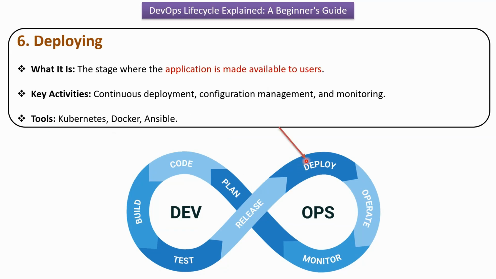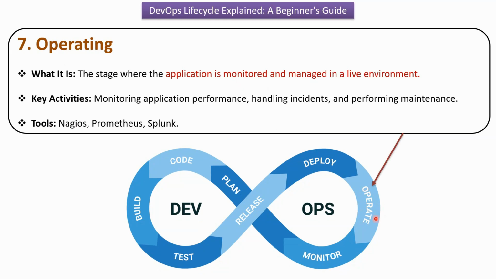The sixth stage is deploying. In this stage, the application is made available to the users. Key activities involved are continuous deployment, configuration management, and monitoring. Tools used are Kubernetes, Docker, and Ansible.